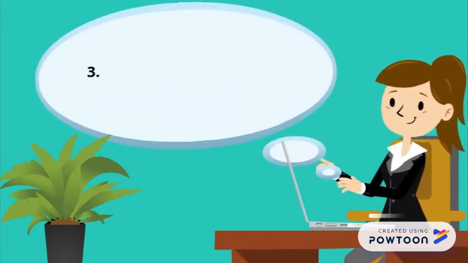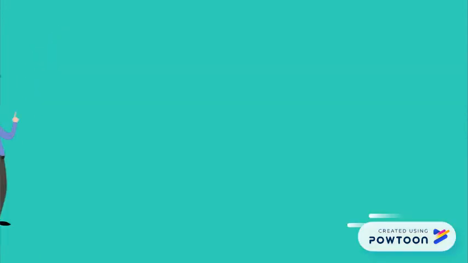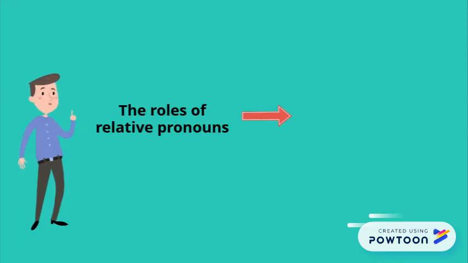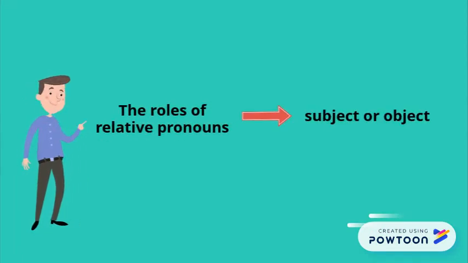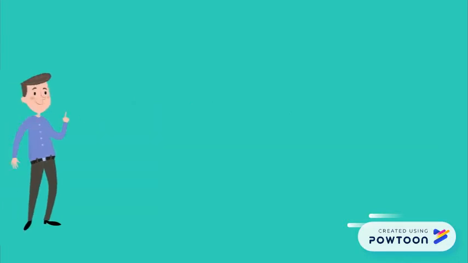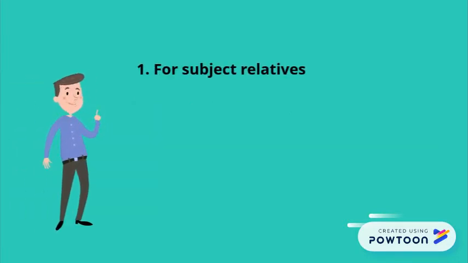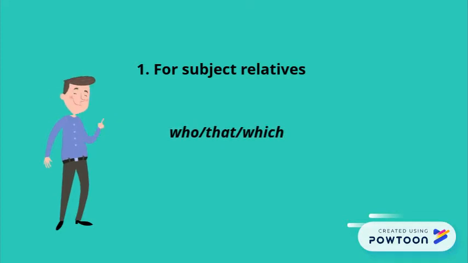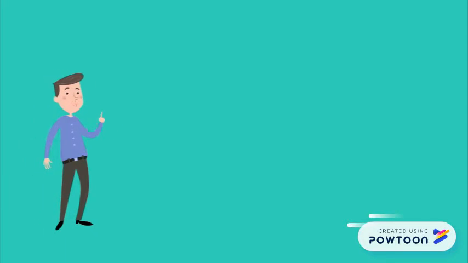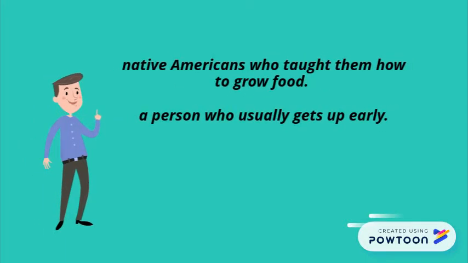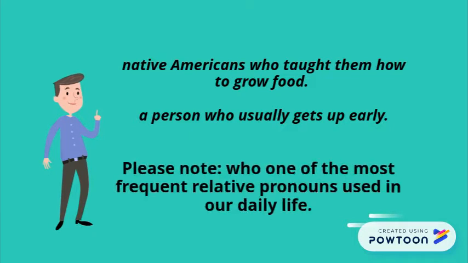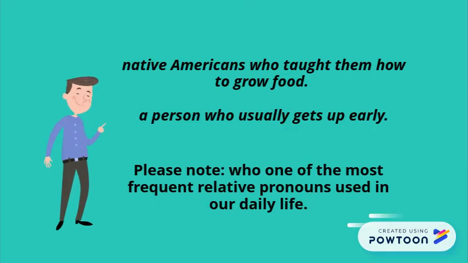Now let's have a look at the function of relative pronouns. The roles of relative pronouns depend on the subject or object in relative clauses. First of all, for subject relatives, we can use who, that, which. For example, Native Americans who taught them how to grow food. A person who usually gets up early. Please note, who is one of the most frequent relative pronouns used in our daily life.